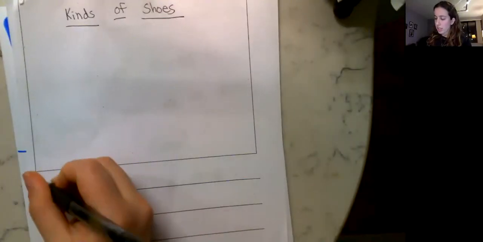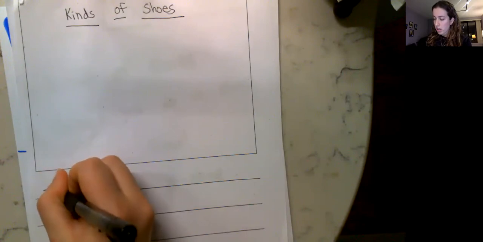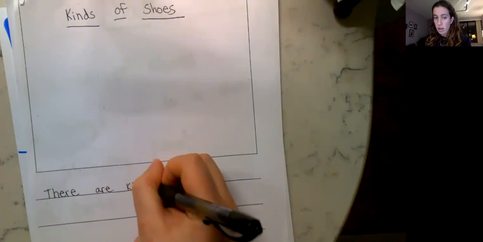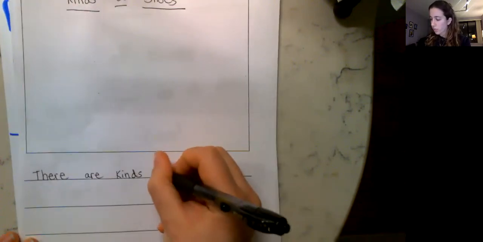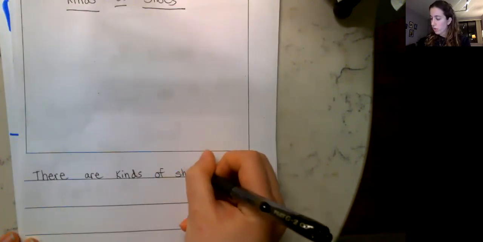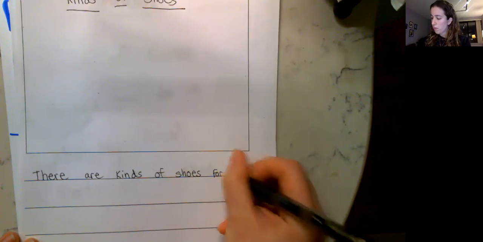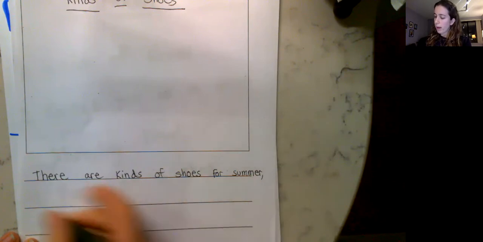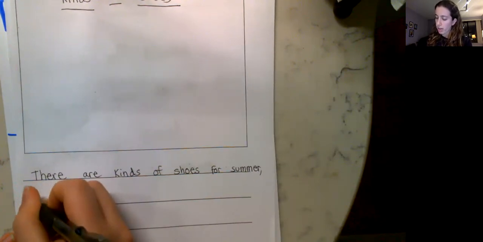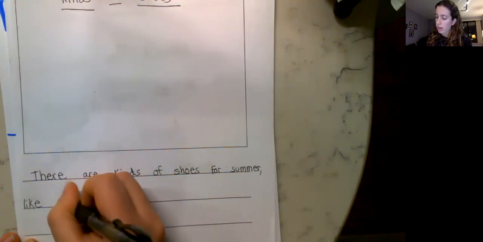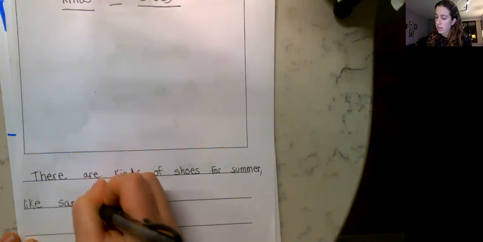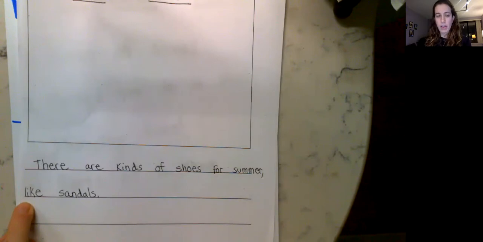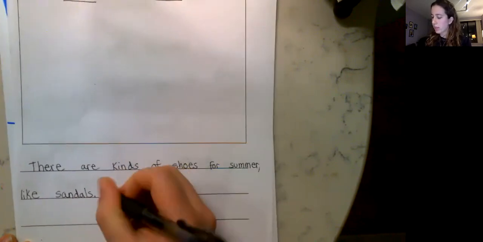So the first fact I said was, there are kinds of shoes for summer. Let me go back to the end of the line here, the beginning of the line, like sandals. I wrote until my end of the line, then I went back to the left here at the beginning, like sandals.